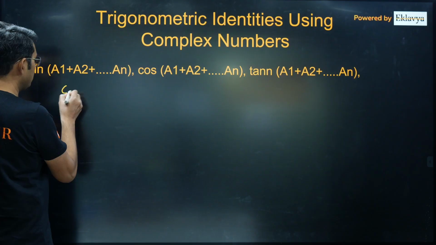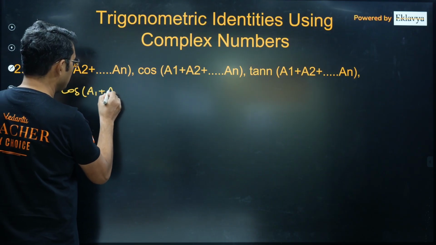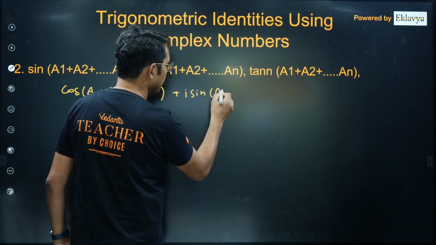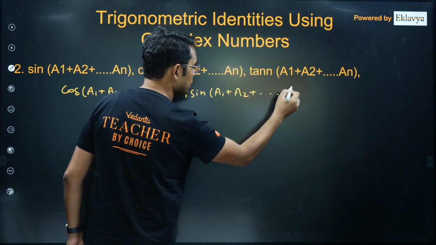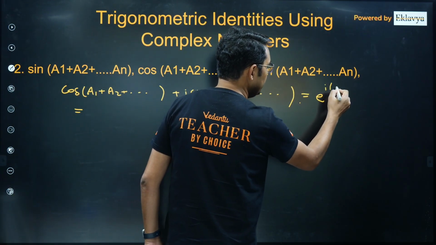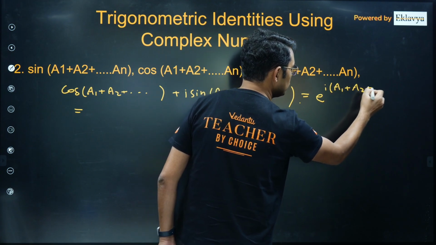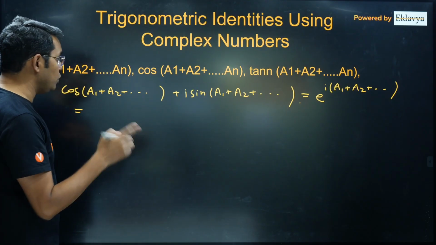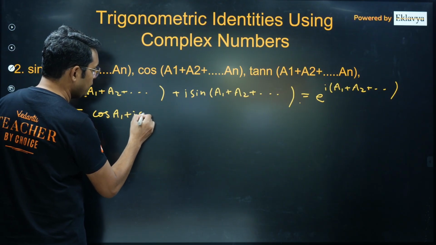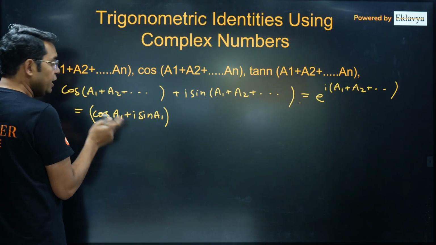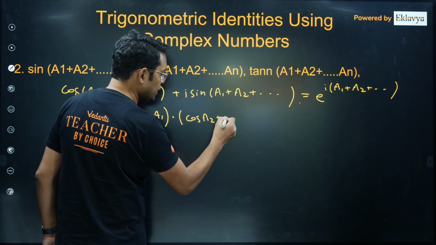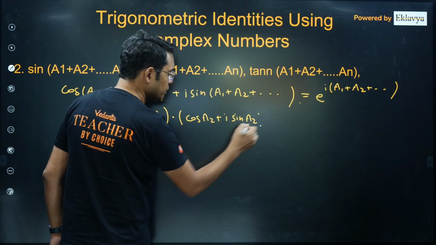Now if I am looking for cos of this A1 plus A2 and so on, plus iota sine of A1 plus A2 and so on, this will actually be equal to, you can write it in Euler form, e power iota (A1 plus A2 and so on). You may use de Moivre's theorem also, which tells you directly that you write this as cos A1 plus iota sine A1. This is actually e power iota A1, then into cos of A2 plus iota sine of A2 and so on.